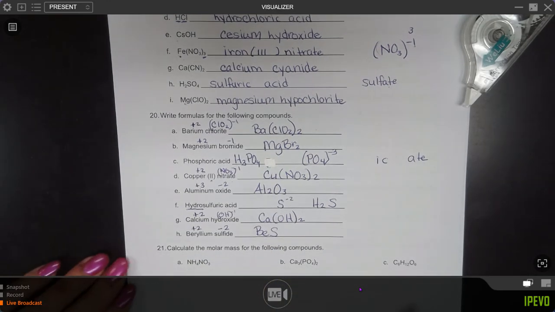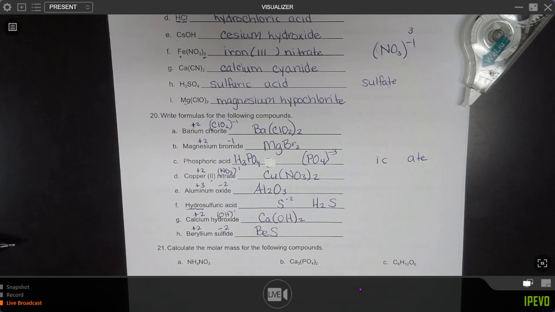All right, I'm going to stop there, leave the math until the next video, but that is a quick look at page 4 and 5.